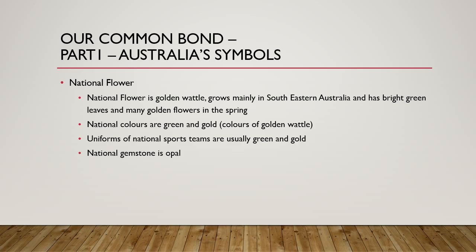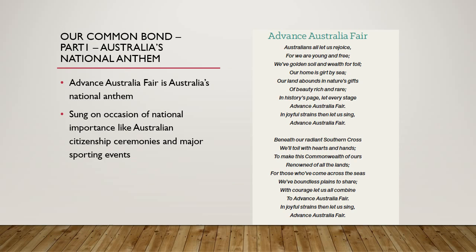The national flower is golden wattle. It grows mainly in southeastern Australia and has bright green leaves and many golden flowers in the spring. The national colors of Australia are green and gold, which are the colors of the golden wattle. Uniforms of national sport teams are usually green and gold, and the national gemstone is opal. The national anthem of Australia is Advance Australia Fair. Here is a snapshot of Advance Australia Fair from the document, and it is usually sung on occasions of national importance like Australian citizenship ceremonies and major sporting events.